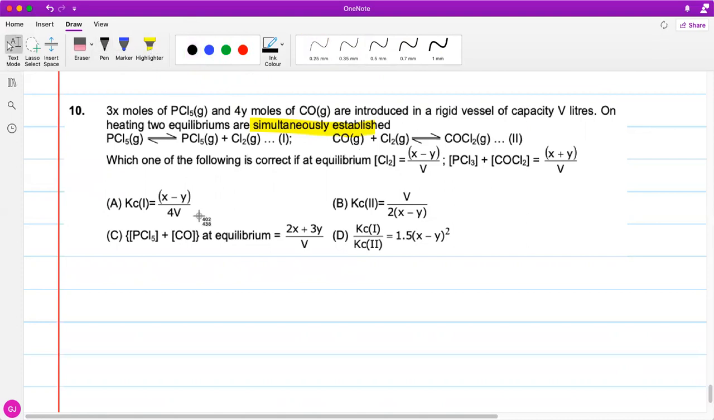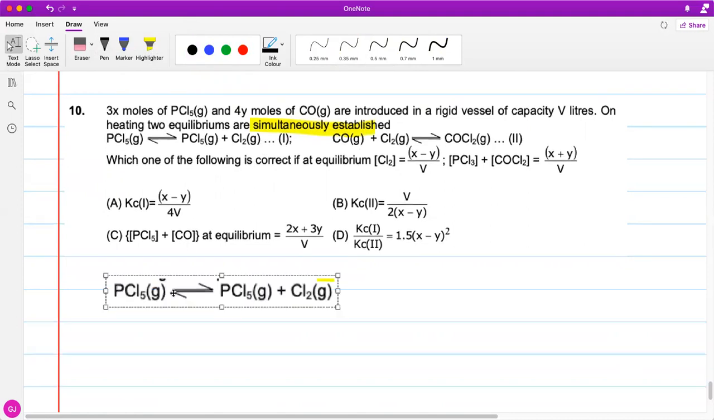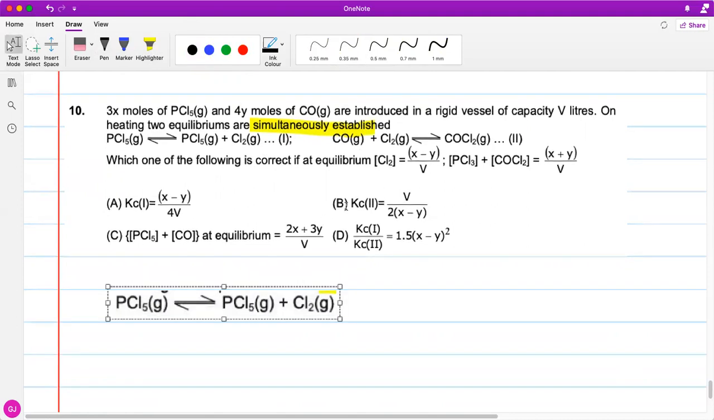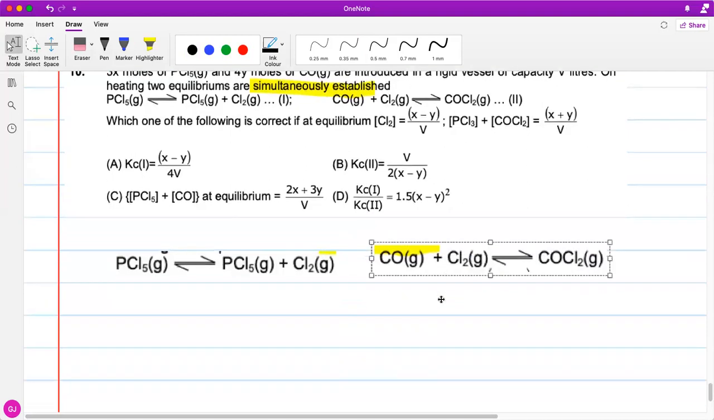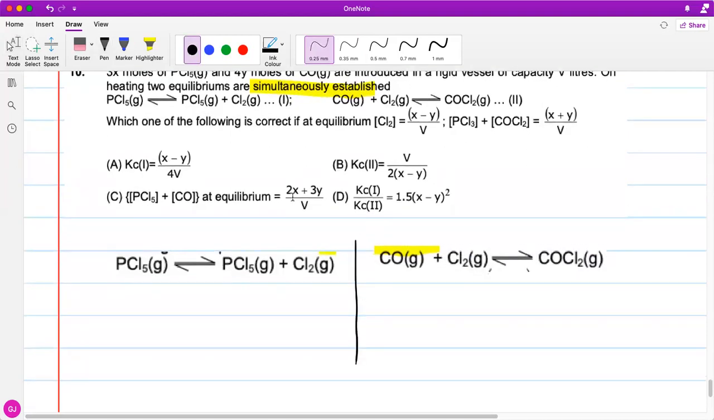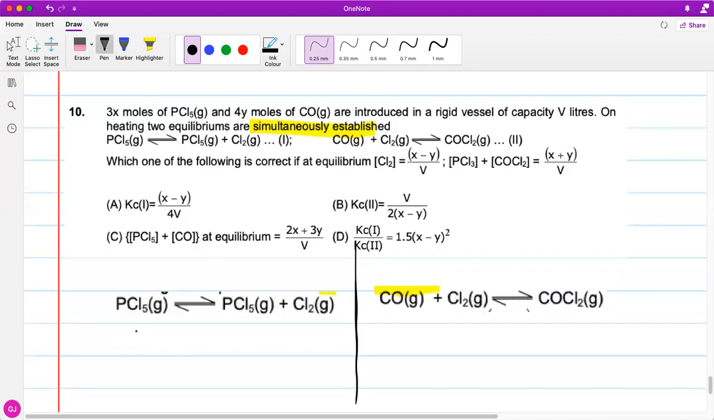So that's fine. We know how to work with simultaneous equilibriums. So let's write those simultaneous equilibriums, right? So you have your approach. You first write the equation and then you do the mole analysis, right? So let's do that. Here you have 3x moles of PCl5. Okay, this should be PCl3, not PCl5.